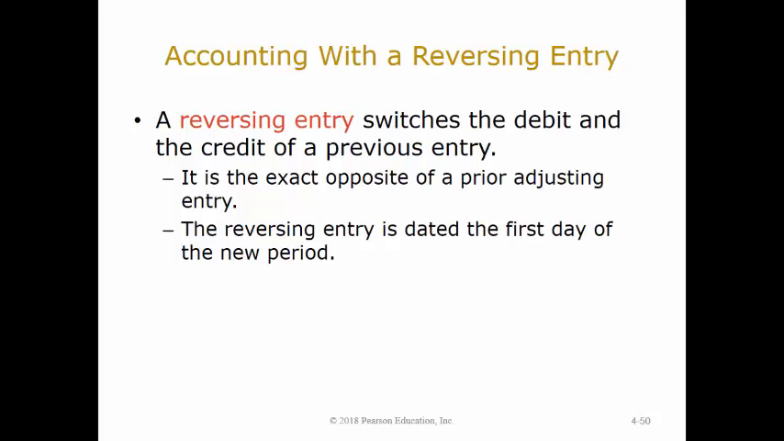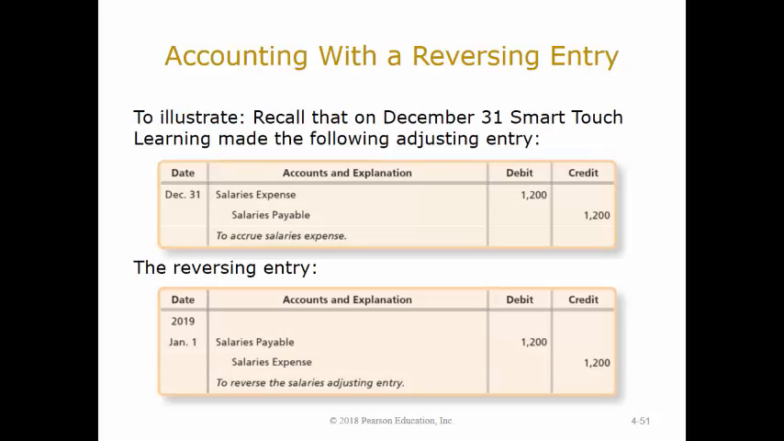It is usually dated the first day of the new accounting period. The reversing entry is dated the first day of the new period. It is the exact opposite of the adjusting entry. Ordinarily, the accountant who makes the adjusting entries will also prepare reversing entries at the same time. Smart Touch Learning dates the reversing entry as of January 1st so that it affects only the new period.